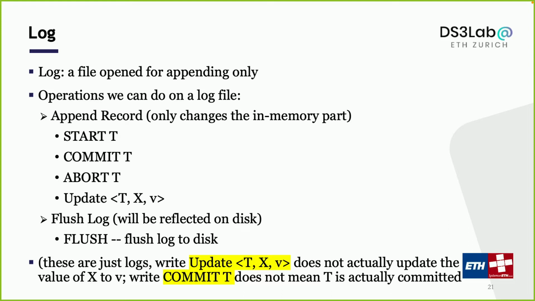One thing to be really careful about is that logs are logs. They are not the real data. If I append a record saying update the value of X to V, it doesn't mean that the data is changed. It just means I keep track of what you are trying to do. Okay? If I write commit T, it doesn't mean T is actually committed. You need to actually do that. Log is trying to keep track of things you are trying to do, not actually doing them.